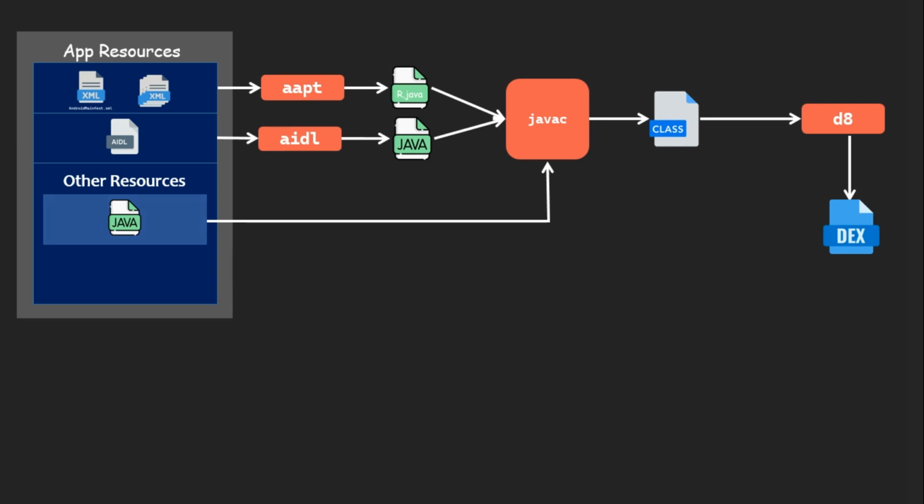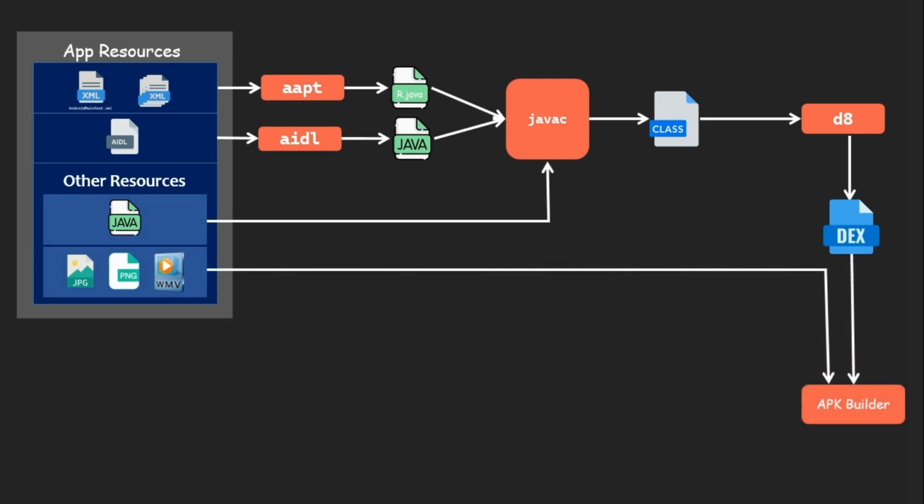This conversion process is performed using the DX tool, although in recent times, D8 is more commonly used for this purpose. The result of this stage is the creation of a solitary DEX file, denoted as classes.dex. Subsequently, the classes.dex file produced in the preceding phase, in combination with resources that remain uncompiled, such as images, as well as compiled resources, are ushered into the realm of the APK Builder tool. Here, these components are methodically woven together, culminating in the creation of an APK file.